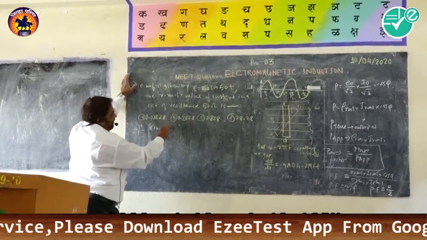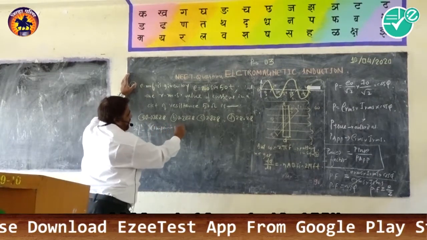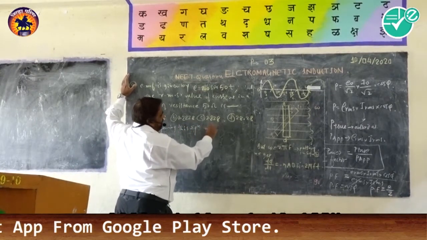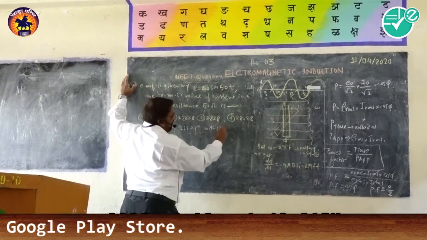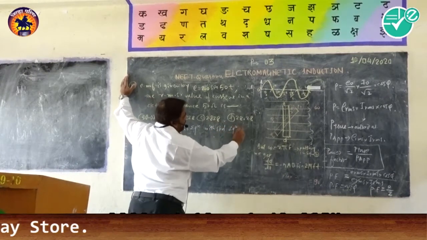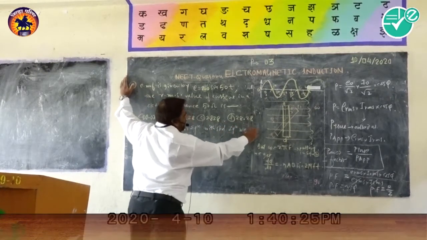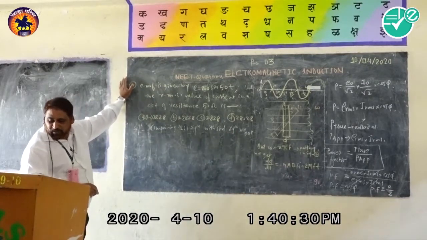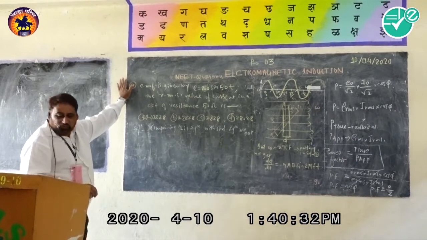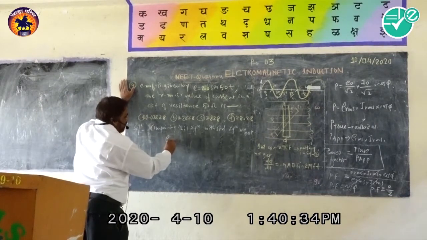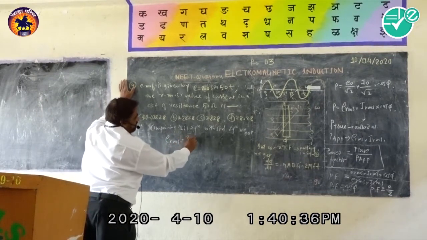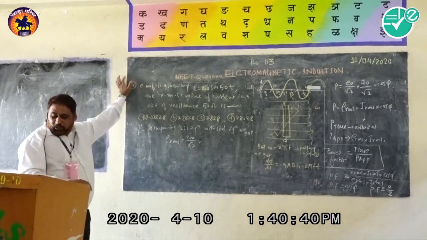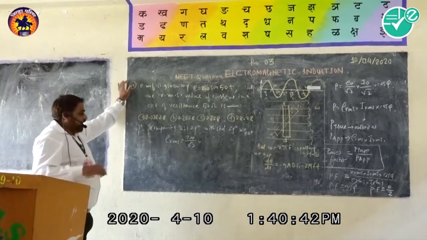Comparing this equation with the standard equation, we get here E RMS is equal to 200 by root 2 volt. And now I RMS is equal to E RMS by R.